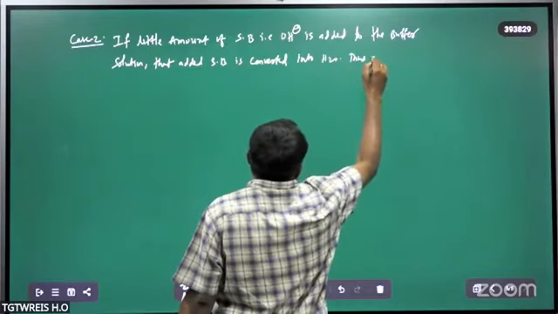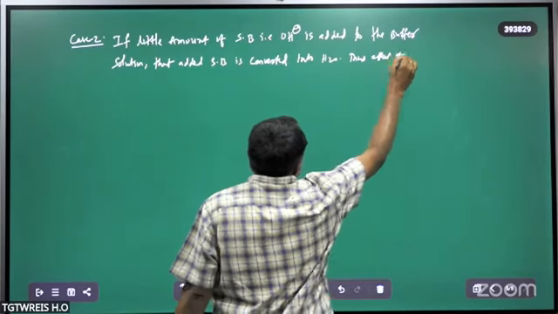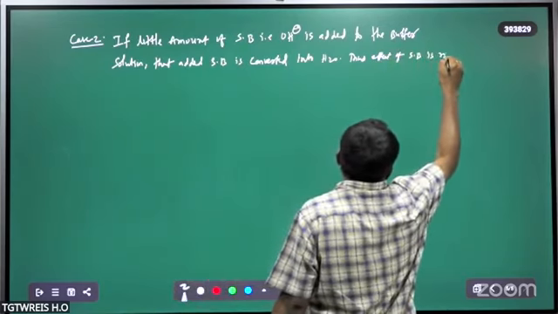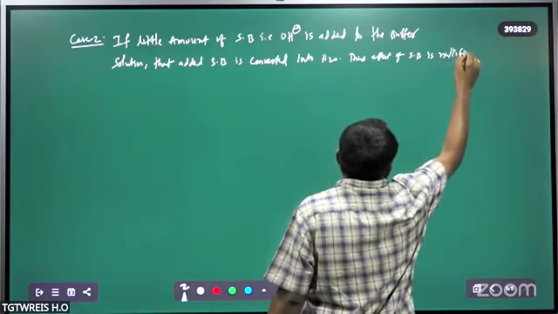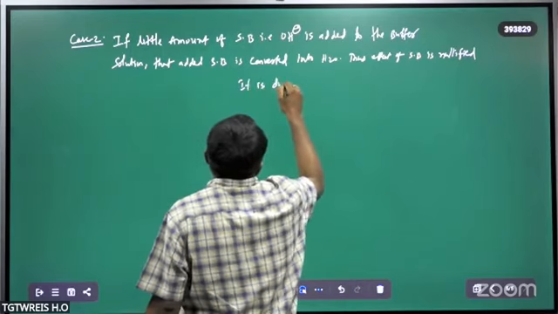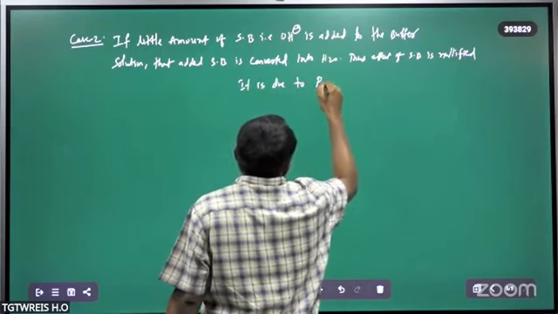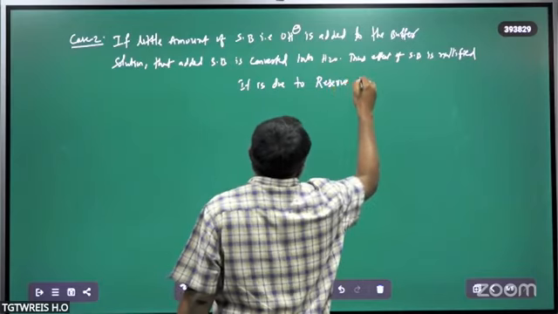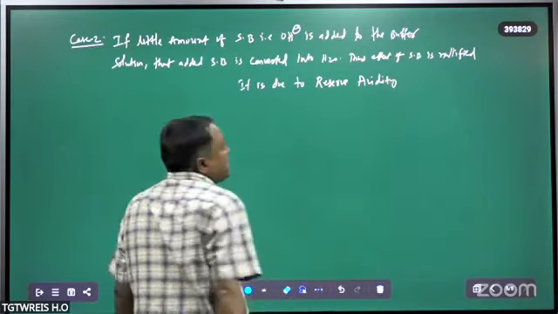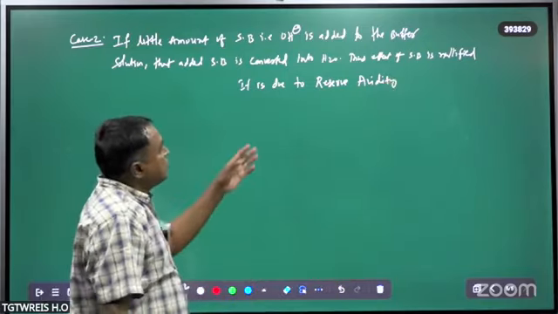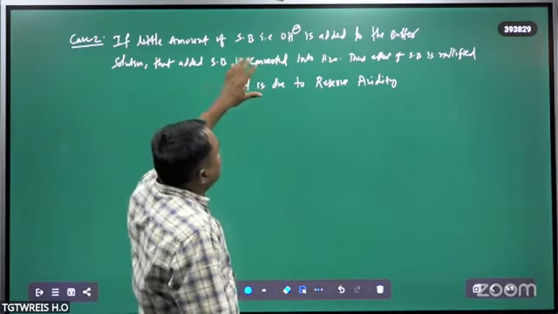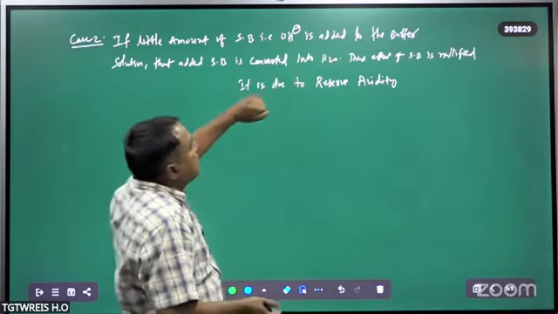Thus, the effect of the strong base is nullified. It is due to the reserve acidity already present in the buffer. The reserve acidity in the form of acetic acid is present in the buffer solution. This reserve acidity will nullify the effect of the added base.